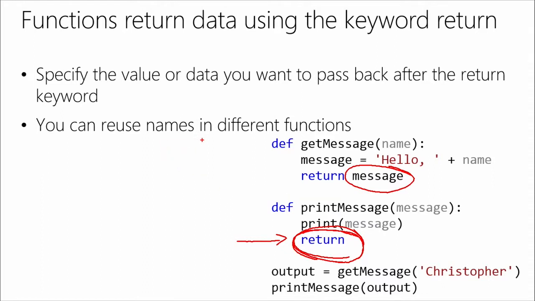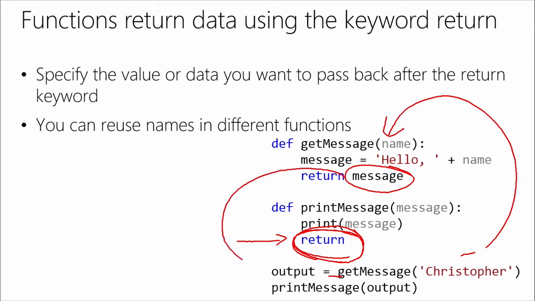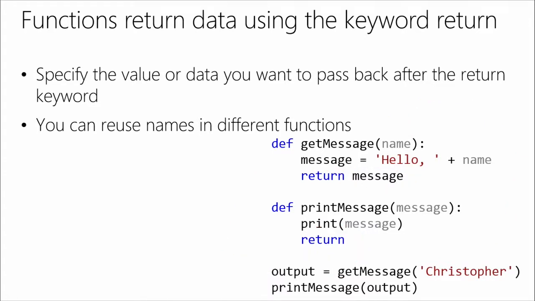So if we break things down, you'll notice that down here I've got my little get message. So I'm going to pass in Christopher. It's going to do its work. And then message, sound effects and all, is going to go right down to there. So that is what's going to happen with our return value.